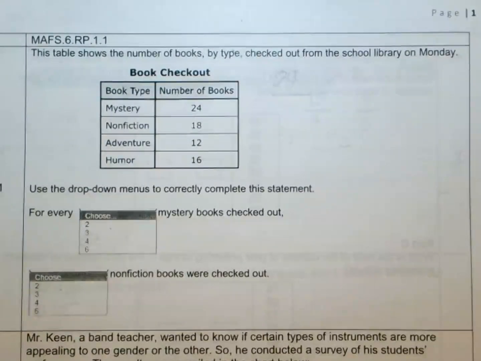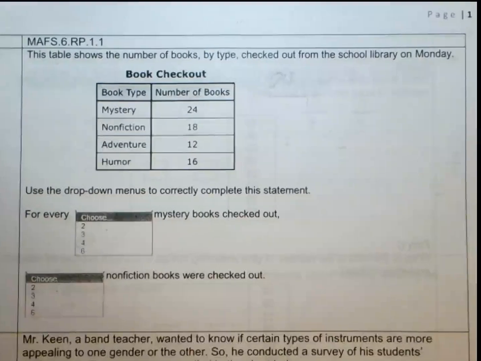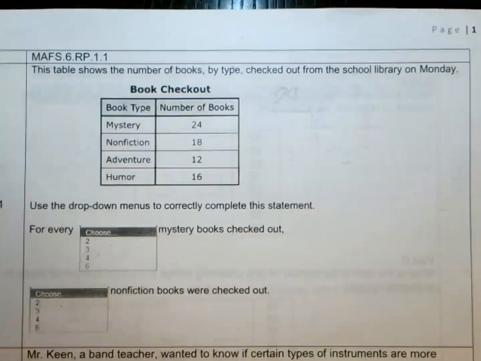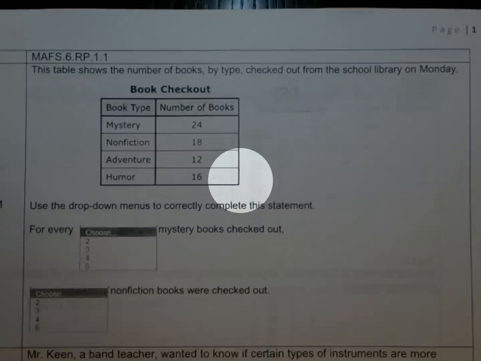This table shows the number of books by type checked out from the school library on Monday. We have 4 different groups: mystery books, non-fiction, adventure, and humor. And we also have a number of books for each group. We have 24 for mystery, 18 for non-fiction, adventure 12, and humor 16.